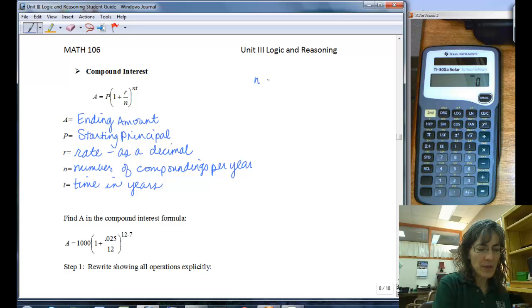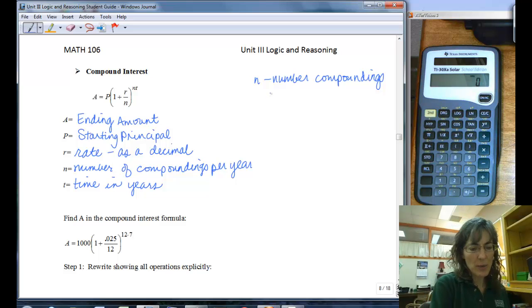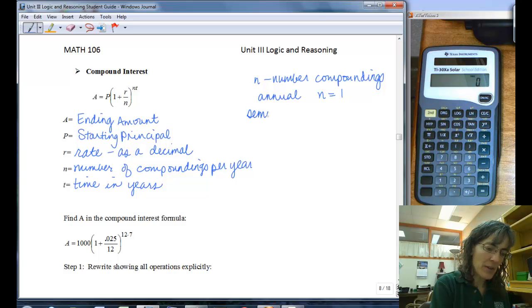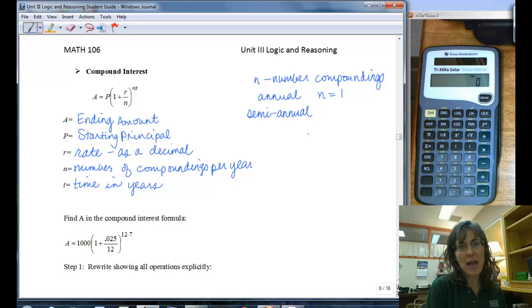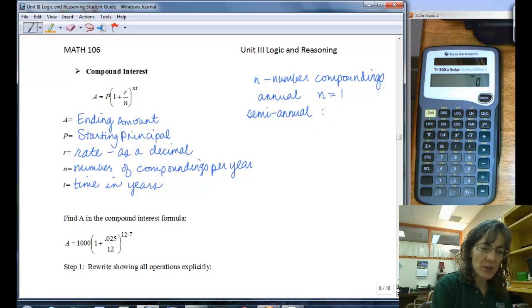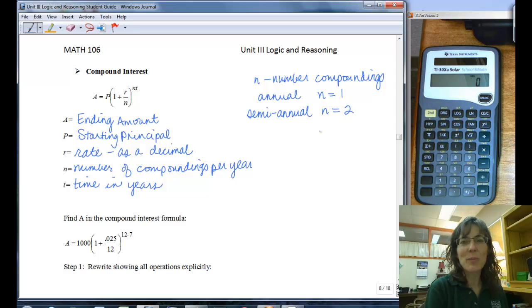Okay, so that N, the number of compoundings. You might have in the words of a problem, it might say annual. If it says annual, that means N equals 1. You might see semi-annual. And so we're wondering if something is happening semi-annually, how often does it happen in a year? And that's 2 times a year. Don't confuse that with biannual, which means every 2 years.